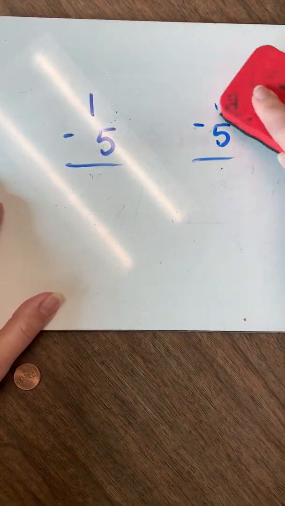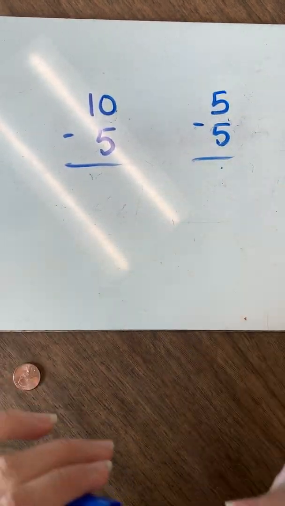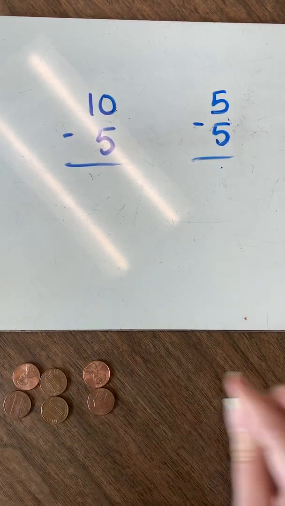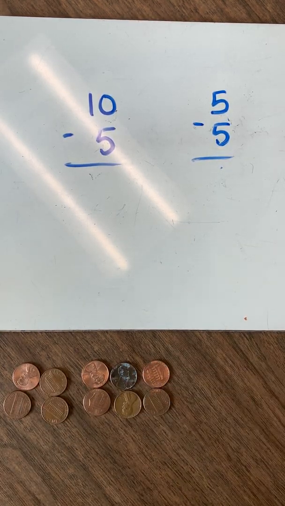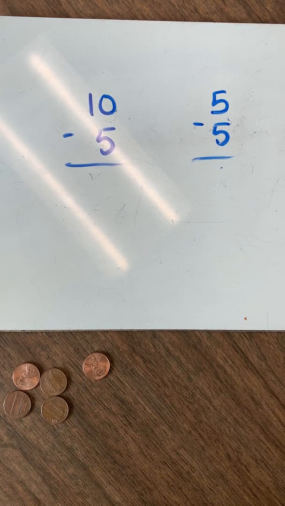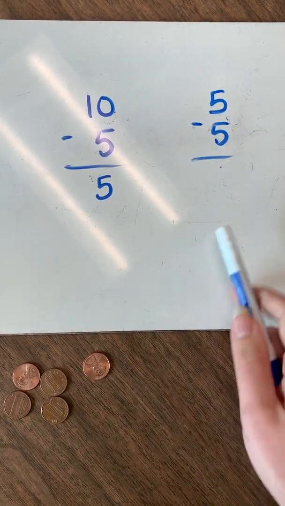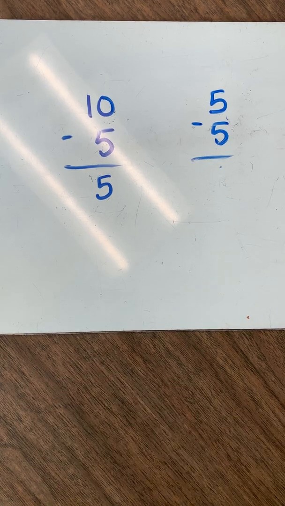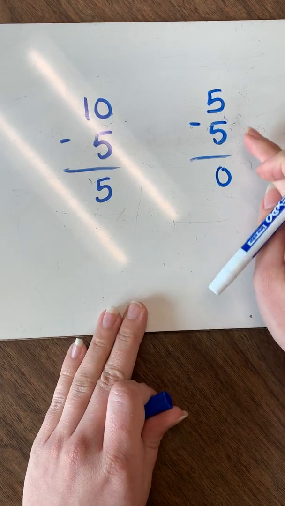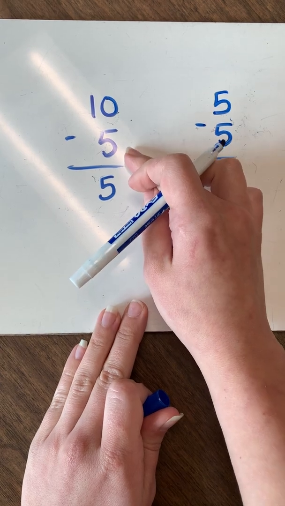One more. 10, take 5 away, that's 5. And if I have 5 and I take all 5 away, that's 0. 0 plus 5 is 5. 5 plus 5 is 10.